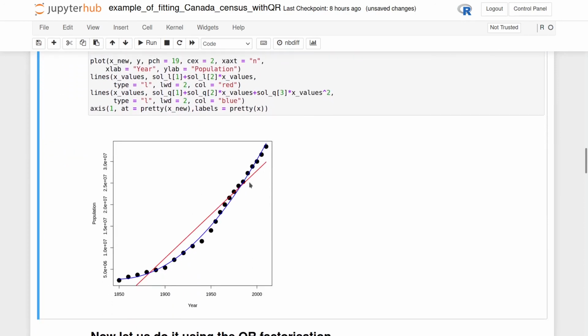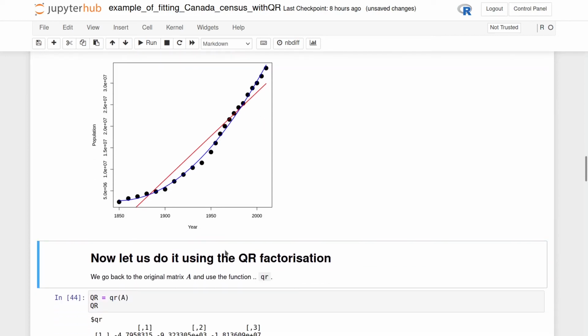So we have the first red line, which corresponds to fitting the line, and then we have the blue curve, which corresponds to fitting a quadratic. We are quite happy. We did this plotting the axis, but shifted. This works well. But now let's look at the QR factorization.